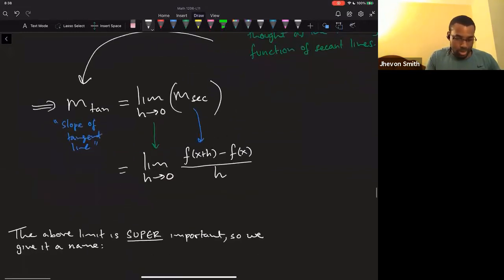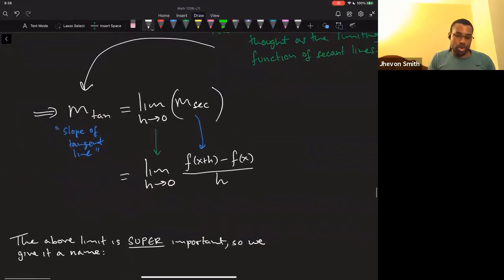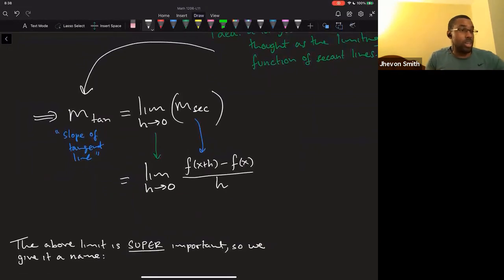So the limit above is super important, right? So we're going to give it a name. One thing you want to know about math people and naming things, they're really just not very creative when it comes to naming stuff.